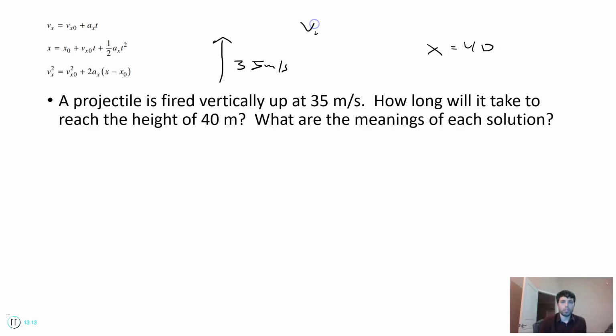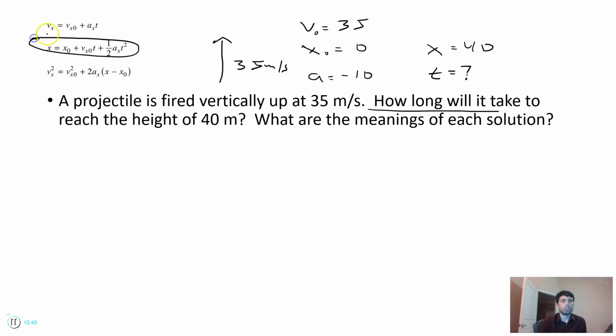All right, so what do we know? Initial velocity, 35. We don't know final velocity, do we? But I do know what our initial position is, 0, the ground. I know my final position wants it to be 40. I don't know how long it's going to take to get there. I do know acceleration is down at -10. I'm looking for time. How long will it take? It's time. So I want to find t. Okay, so it looks like I have enough for this equation number 2 here. Got x naught, a, looking for t, v naught. Yep, looks good. I can do that one right.